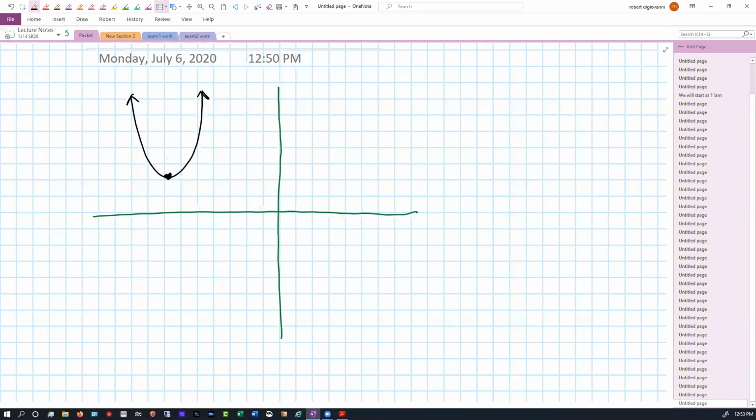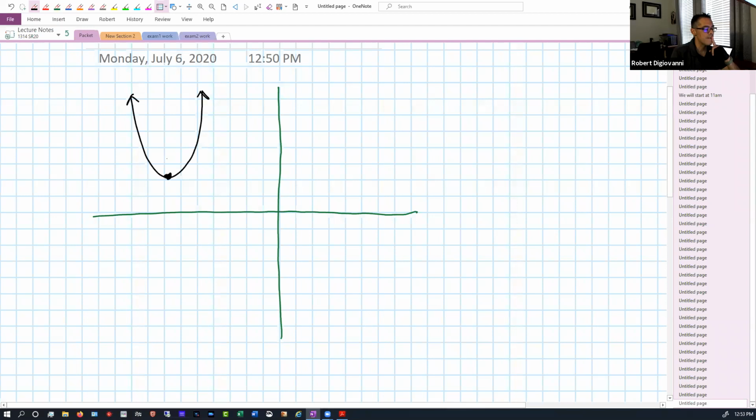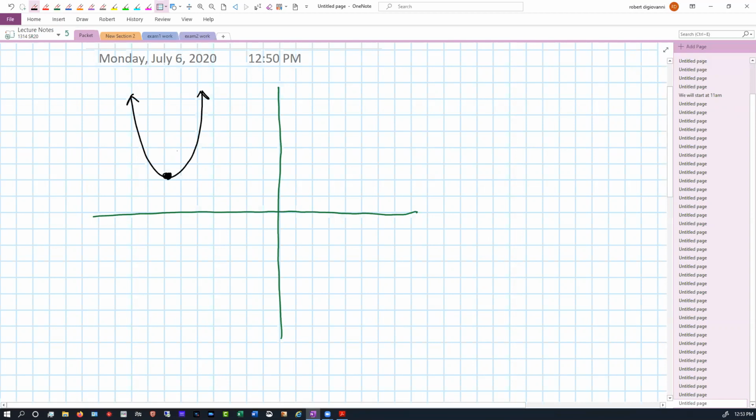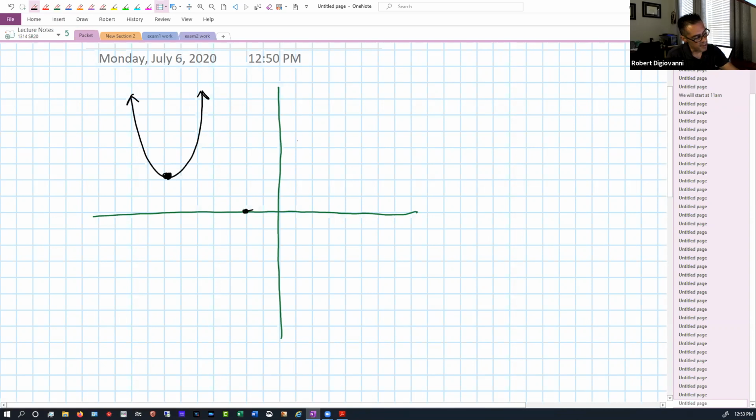No. No? You sure? How could I draw a parabola to only hit the x-axis once? Wouldn't the vertex be on the x-axis? Yeah, your vertex would have to be on the x-axis, and then it would only hit one time, right? And then, of course, it's possible to have it hit twice if your vertex is like this.